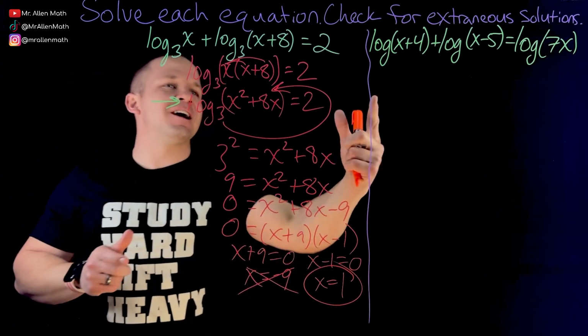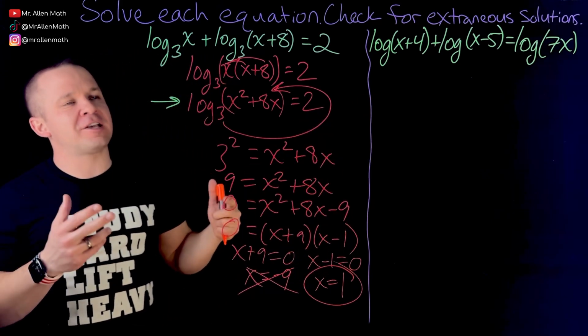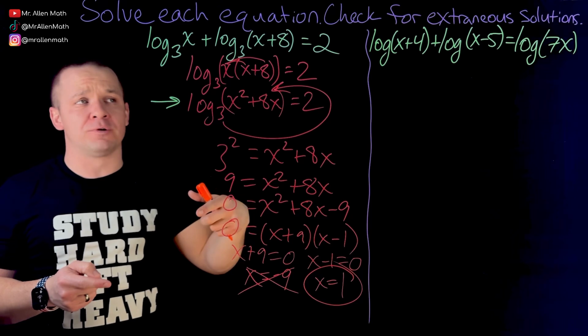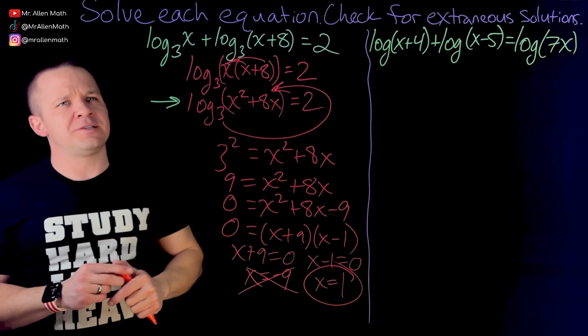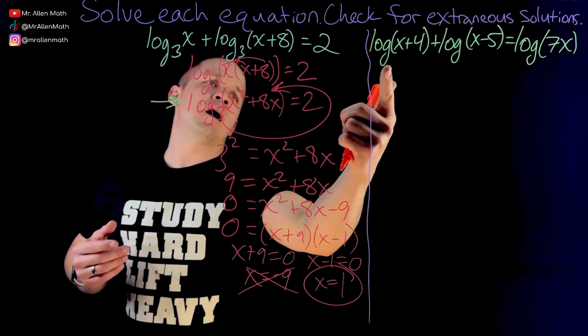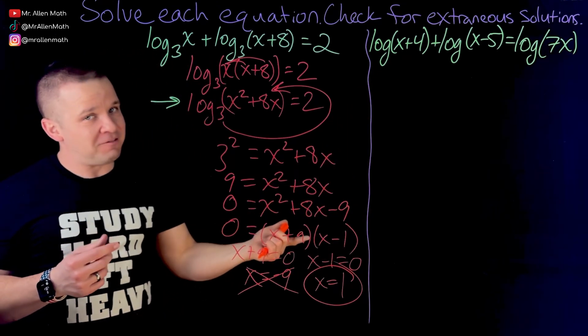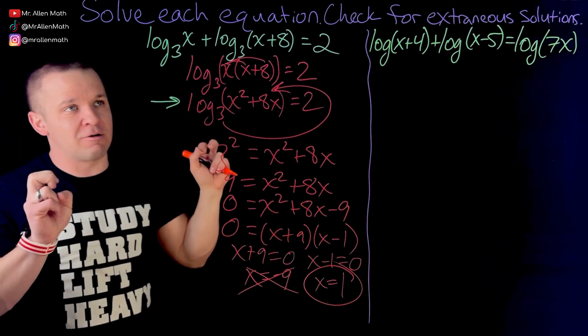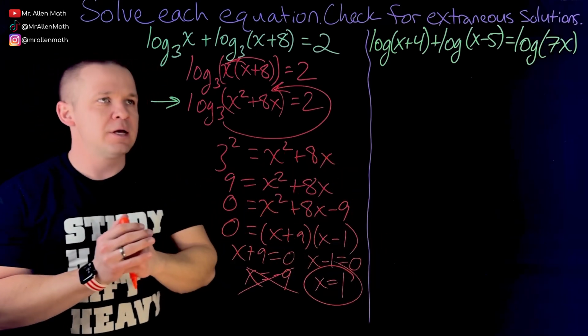All right, next one. Log of x plus 4 plus log of x minus 5 equals log of 7x. Why is there no base there? I'm all about that base, right? No trouble. Anywho, log base 10. If it's not written, it is the common logarithm, which is log base 10, okay?